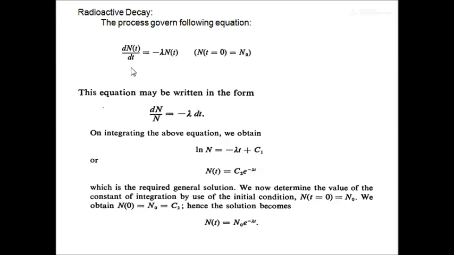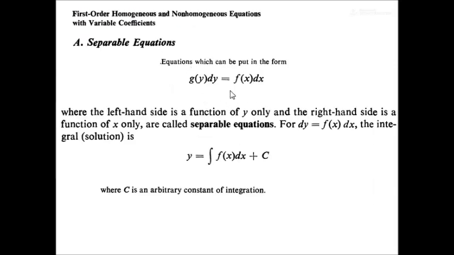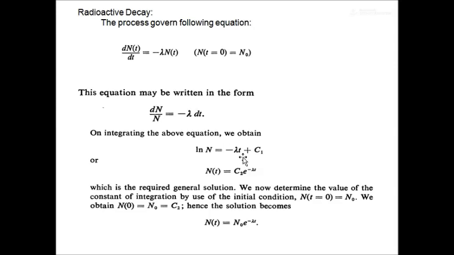Now this equation can be simply written as dn by n equal to lambda into dt. So the left hand side contains only the function of n and the right hand side must be a function of t. So this can be written in this form. Now if you integrate the above equation, this will be integration dn by n equal to minus integration lambda into dt. So on integration I can get log n equal to minus lambda t plus c1. So c1 is an integration constant.